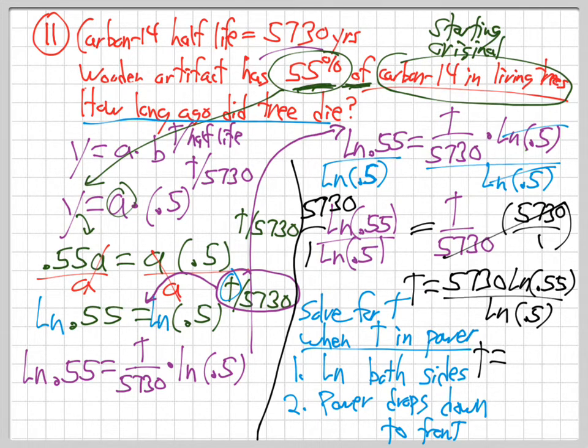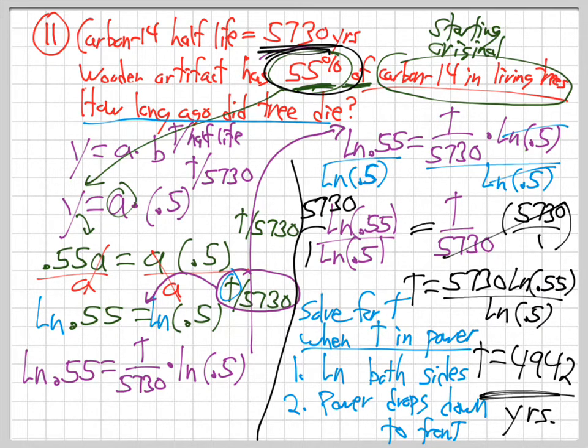I'm getting 4942. They want me to round to the nearest year, so 4942. That's how many years ago that tree died. 4,942 years ago. Almost 5,000 years. It makes sense it's under 5,000 because it's still got more than half left, just barely, but more than half. It hasn't gone all the way down to half. That would take 5,730 years. So it must be a little bit less than that. Makes sense.